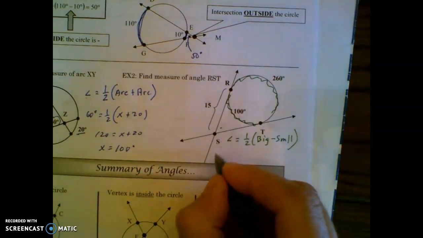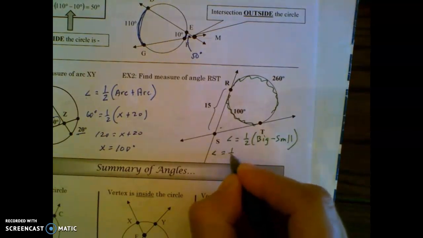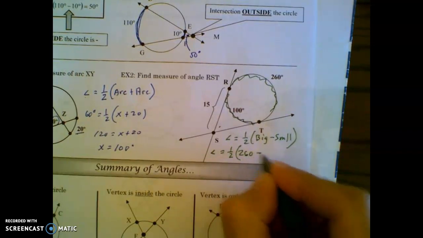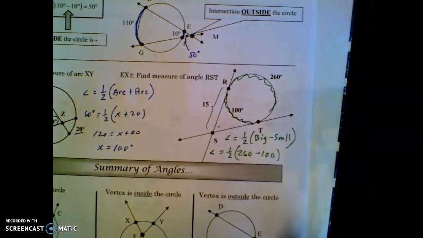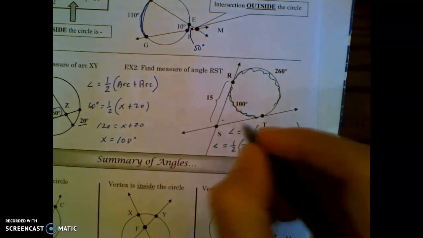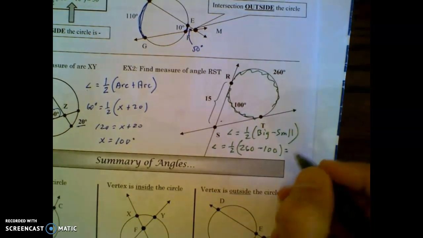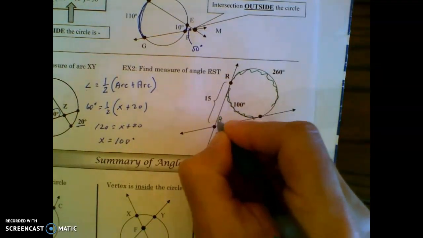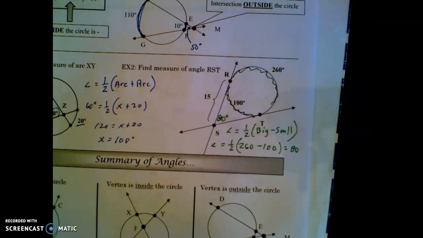So I don't know the angle here, but I do know the arc measurements. So I'm going to take my bigger arc, 260, and subtract out the little arc, 100. And so that's what, 160? And then I take half of that. So that means that angle has to be 80 degrees. So this is an 80-degree angle.